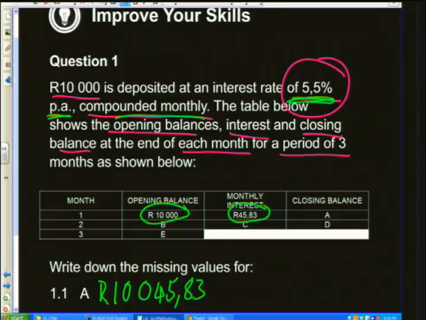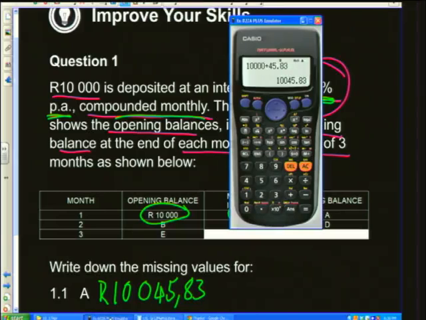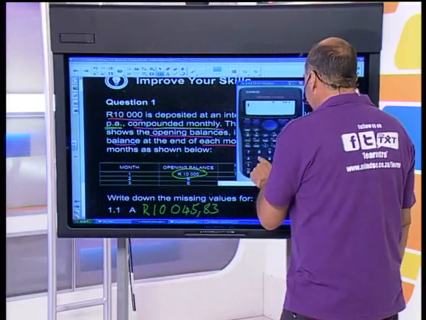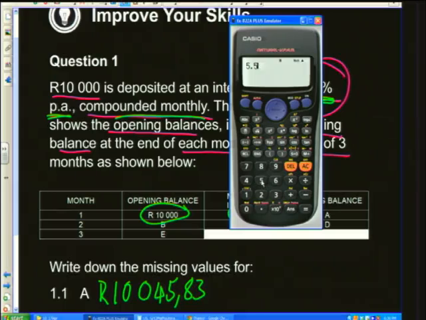So the first thing that I recognize is that this amount is 5.5% per annum. I don't want 5.5% per annum. I want to know what it is per month. So what do I know? How many months in a year? I know you know this. It's 12 months in a year. So I'm going to take the 5.5%, because PA means per annum, and divide by 12. This will tell me the percentage per month, and I write it as a decimal: 0.458333%.